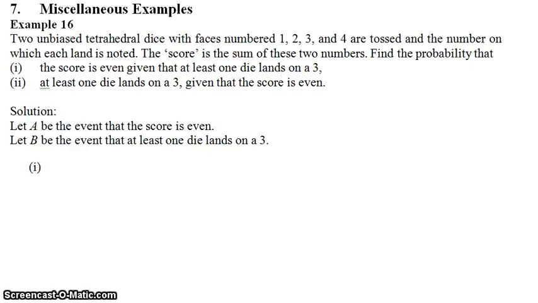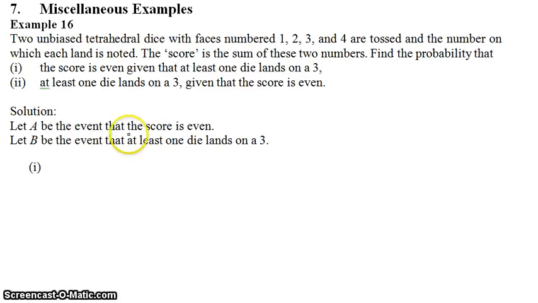Example 16 is as follows. Two unbiased tetrahedral dice with faces numbered 1, 2, 3 and 4 are tossed, and the number on which each lands is noted. The score is the sum of these two numbers. Find the probability that, firstly, the score is even given that at least one die lands on a 3.